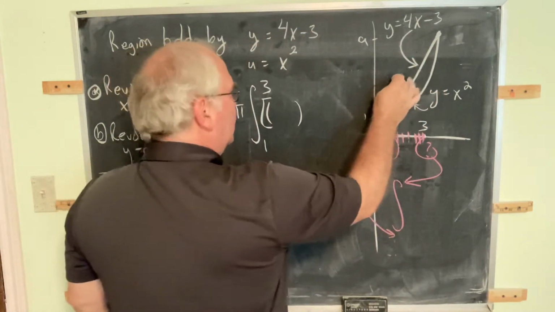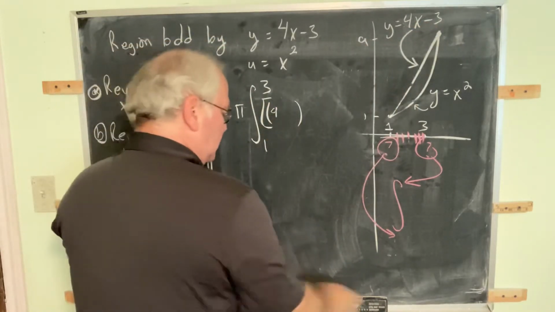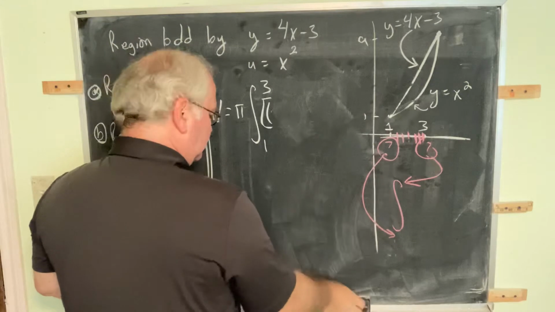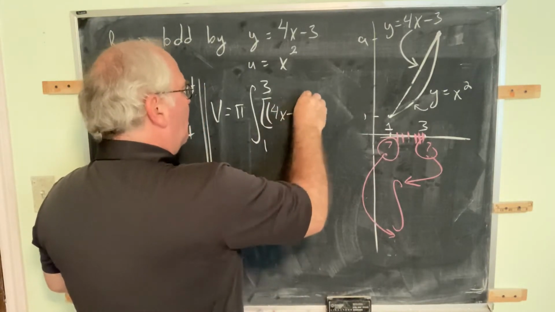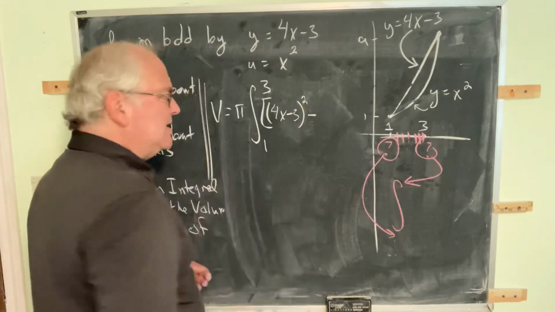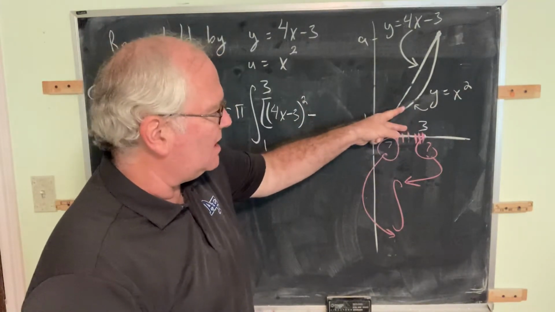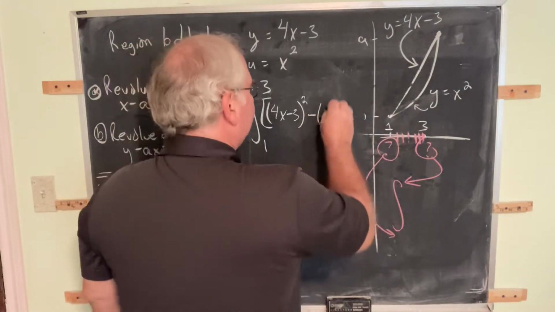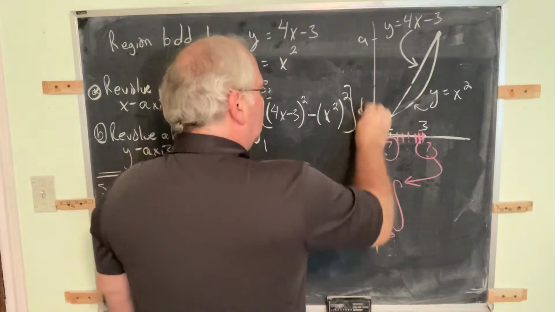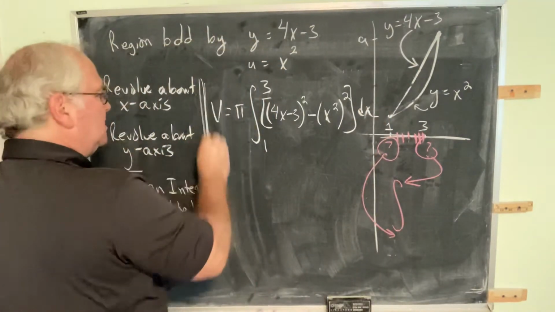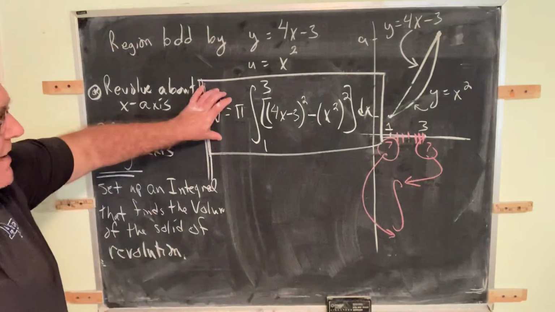So the outer radius is given by 4x minus 3. I'll need a little more space here. Quantity squared. Minus, I need the inner radius. Well, the inner radius is easy. The inner radius is the parabola. It's squared, dx. And all I'm going to ask of you is to set up the integrals. That's all you need to set up.